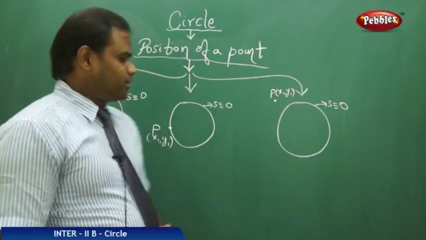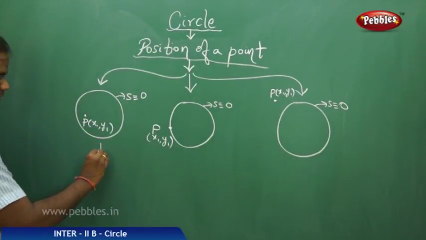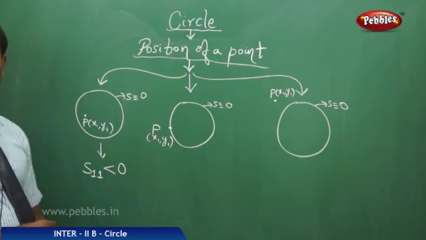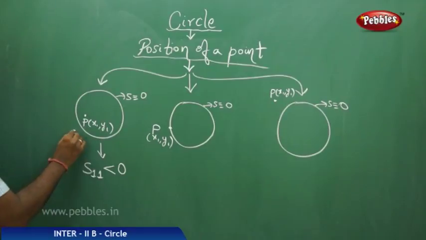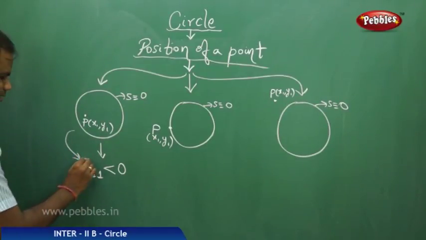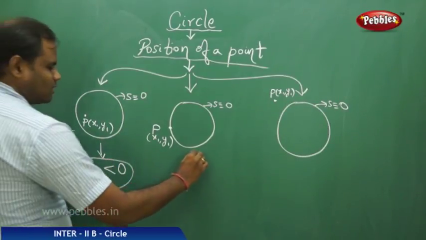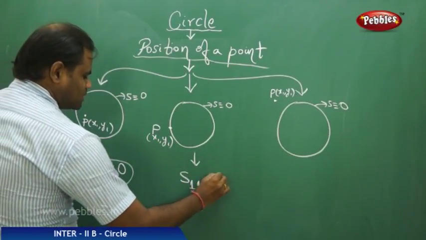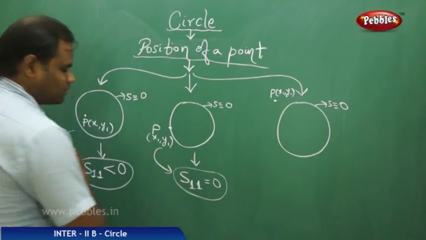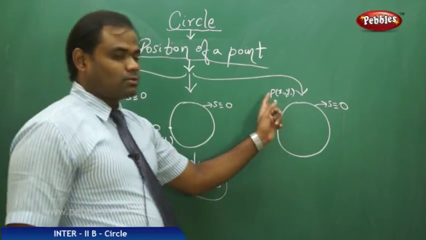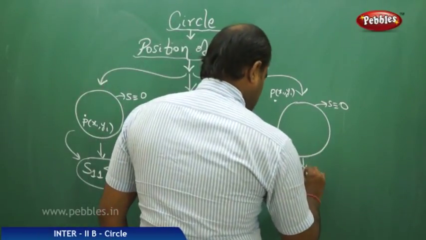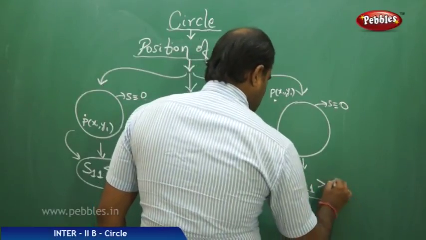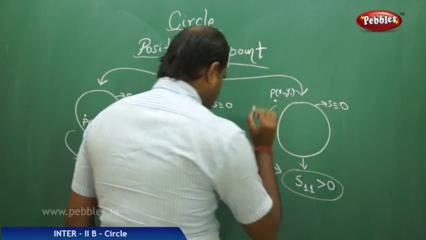Now when the position of a point is inside the circle, we say that S11 is less than 0. The property is that when P lies inside, S11 is less than 0. When P lies on the circle, we say S11 is equal to 0. And when P lies outside the circle, we say that S11 is greater than 0.